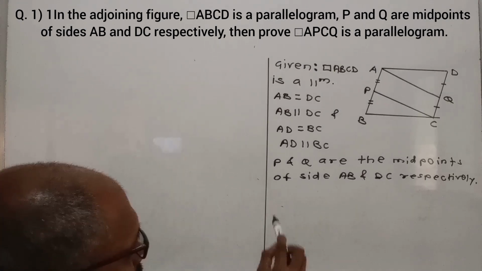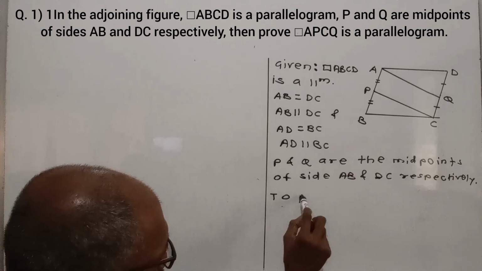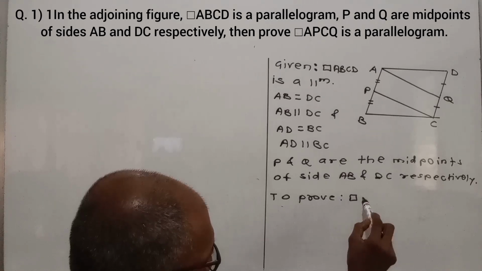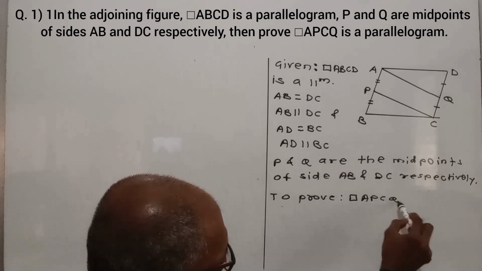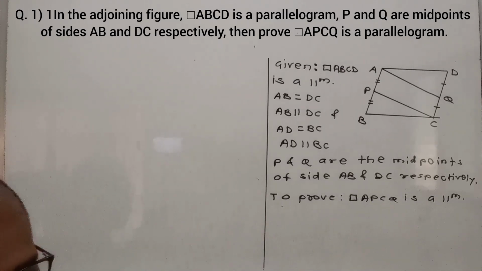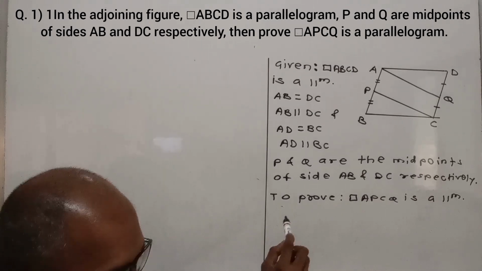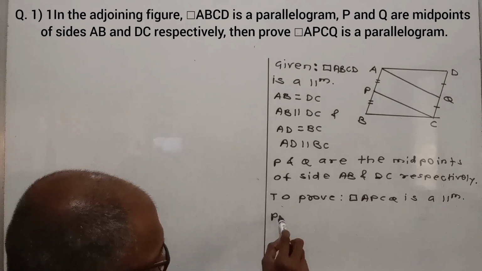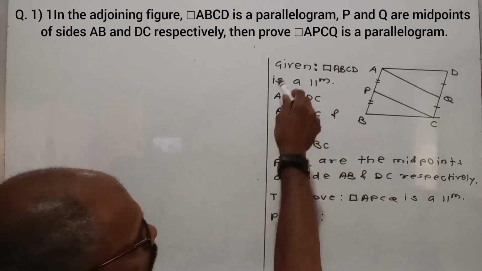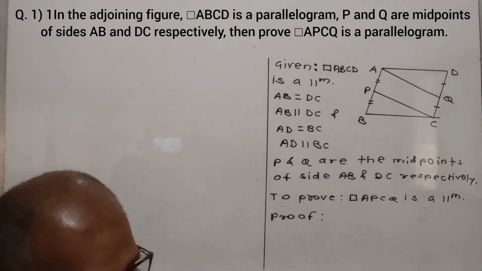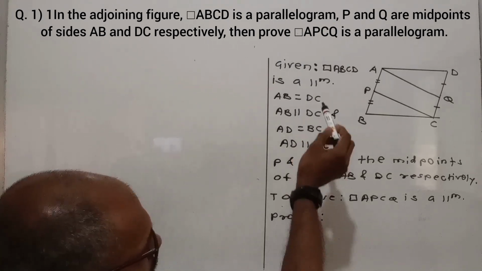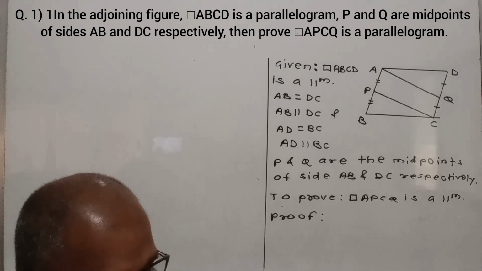Did you get it? Now to prove. What is to prove? Quadrilateral APCQ is a parallelogram. Did you get it up to this? Now proof. See this carefully. Now we know that quadrilateral ABCD is a parallelogram. Therefore, opposite sides are congruent and parallel.